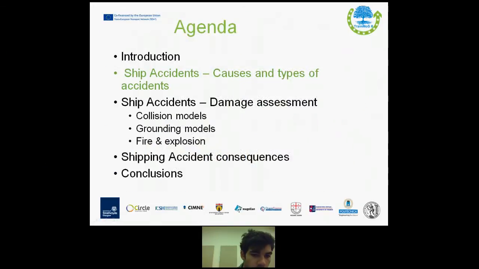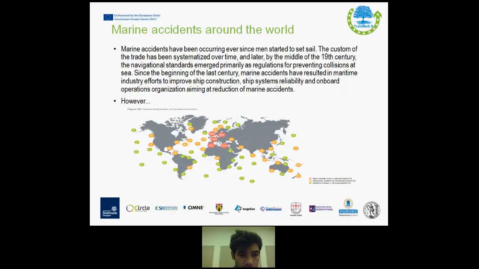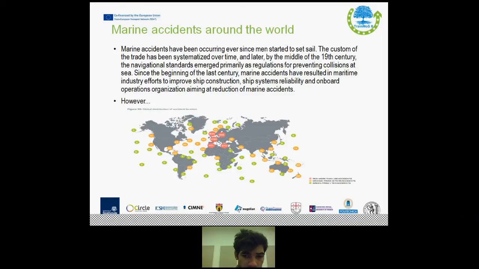Now we pass to ship accidents, their causes and the types of accidents. Marine accidents have been occurring ever since men started to sail. The custom of trade has been systematized over time, and later, by the middle of the 19th century, the navigational standards emerged primarily as regulations for preventing collision at sea. Since the beginning of the last century, marine accidents have resulted in maritime industry efforts to improve ship construction, ship systems reliability, and on-board operations organization, aiming at a reduction of maritime accidents.